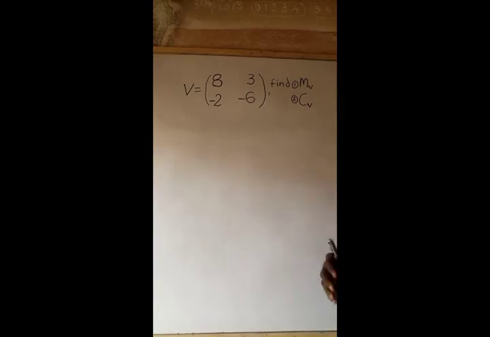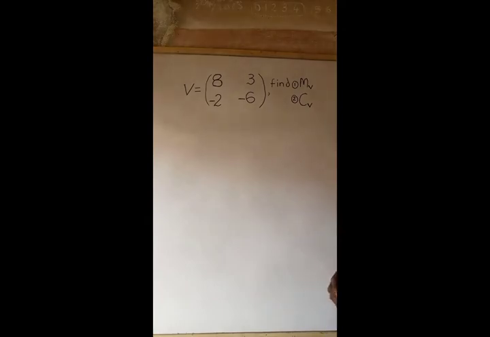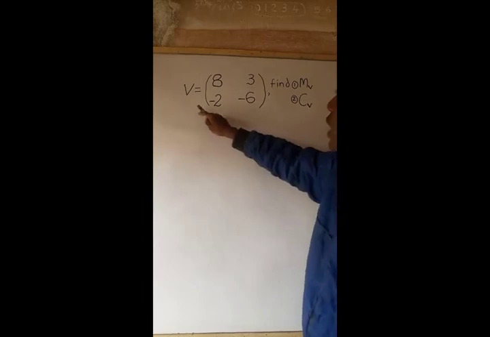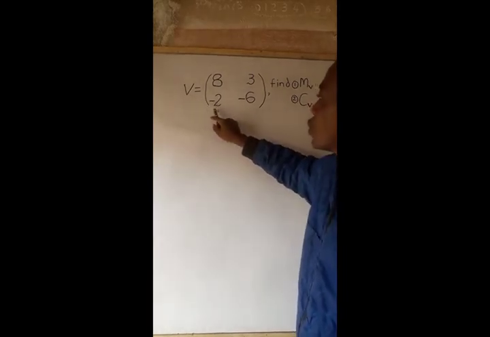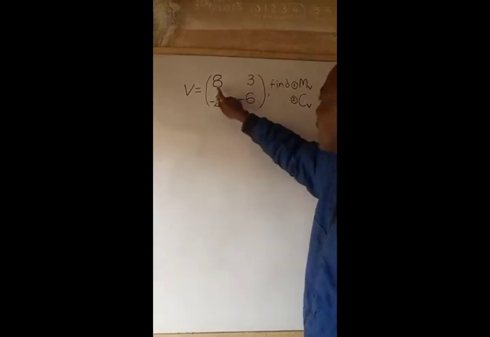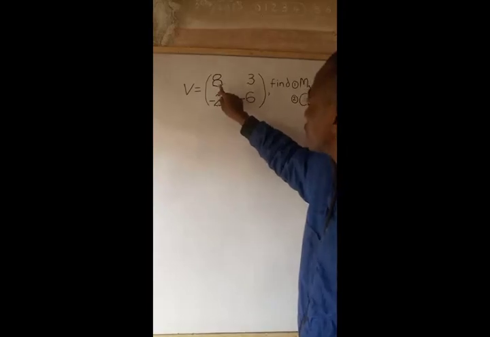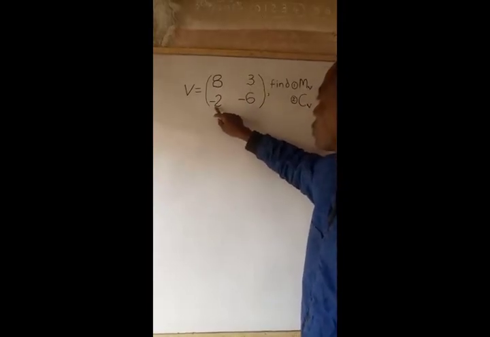In this video, we are going to learn how to obtain the minor of elements in a matrix and the cofactor of elements in a matrix. In this very question, we are given matrix V, which is a 2 by 2 square matrix. And these are the elements that we have in matrix V, which is 8, 3, -2, and the -6.